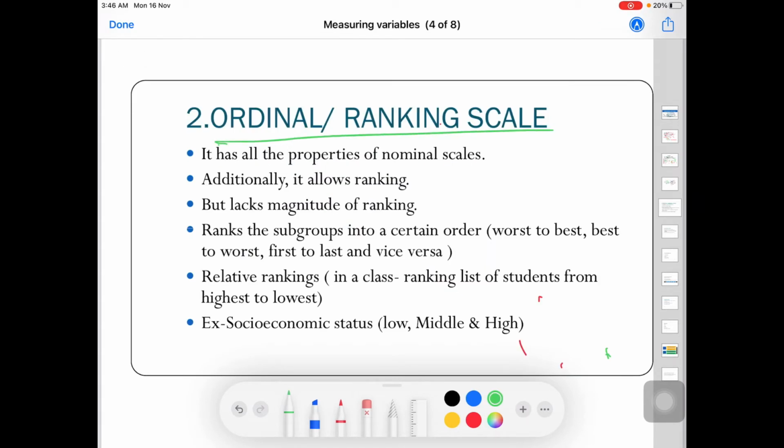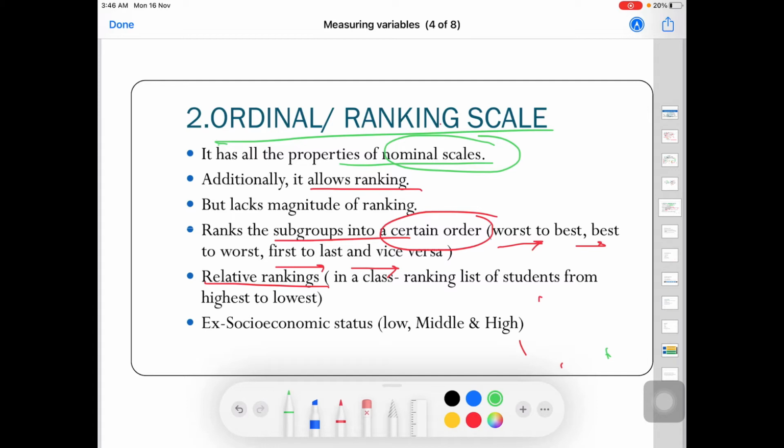Ordinal ranking scale. This one has all the properties of nominal scale. Whatever properties nominal scale has, it has all of them, but the only difference is that it allows ranking. It allows relative ranking. How? Because it helps to divide the subgroups into a certain order, so that there is an ordering, there is a ranking. It can be from worst to best, best to worst, first to last, or last to first.